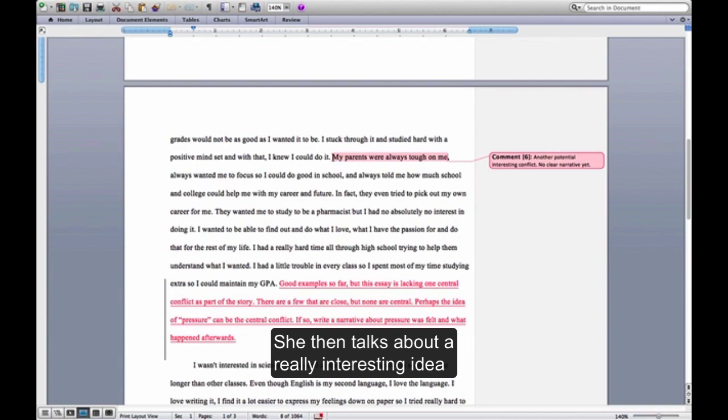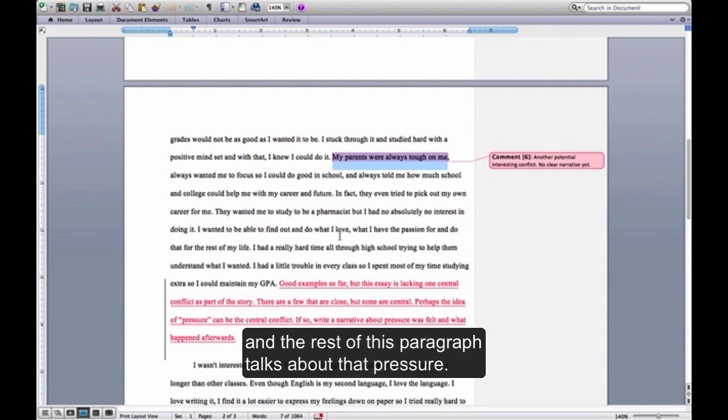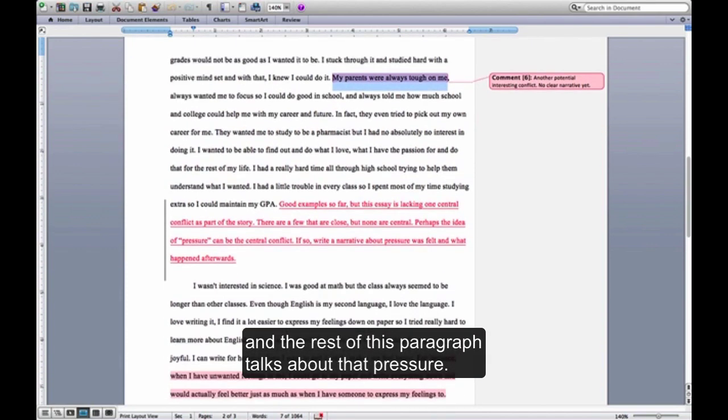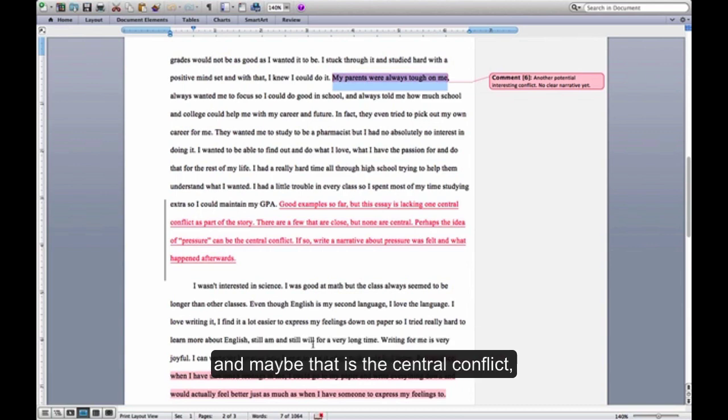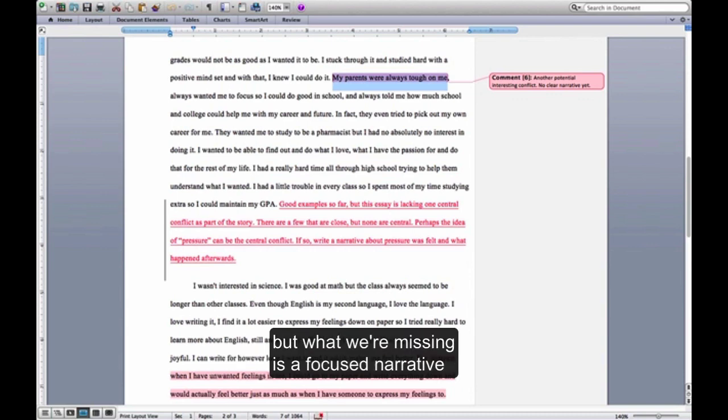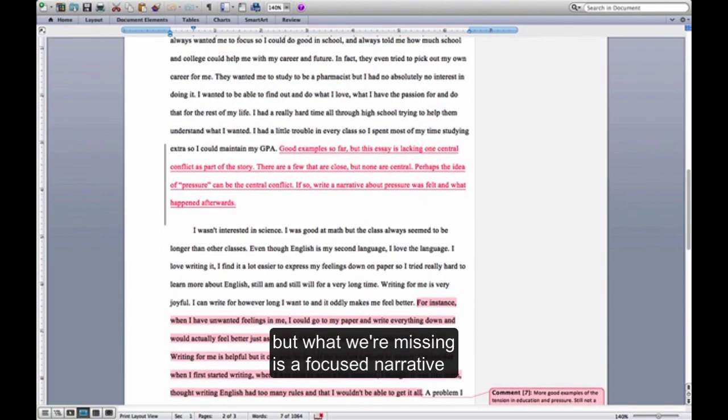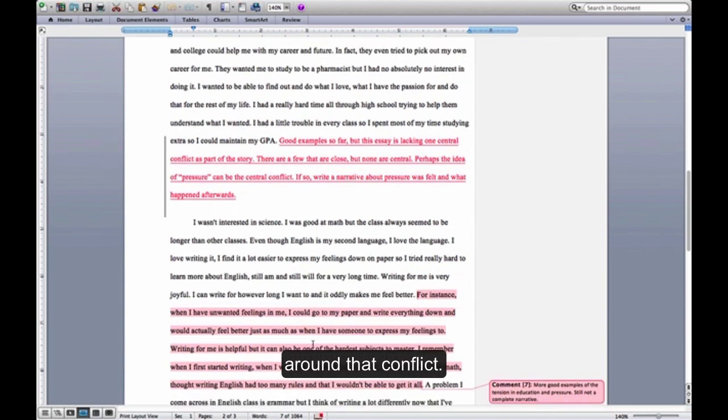She then talks about a really interesting idea of the pressure that she felt from her parents. And the rest of this paragraph talks about that pressure. These are great examples, but at this point, we're still lacking a central conflict in the story. This idea of pressure, I think, can be really interesting, and maybe that is the central conflict. But what we're missing is a focused narrative around that conflict.